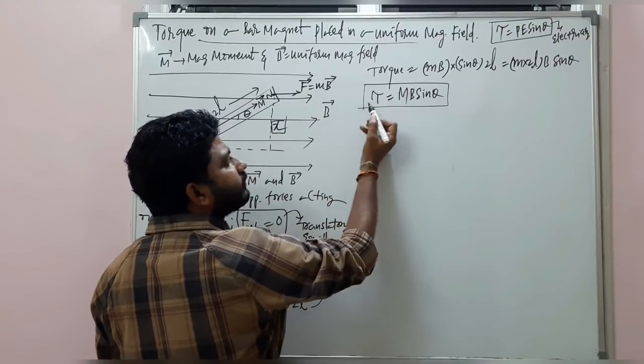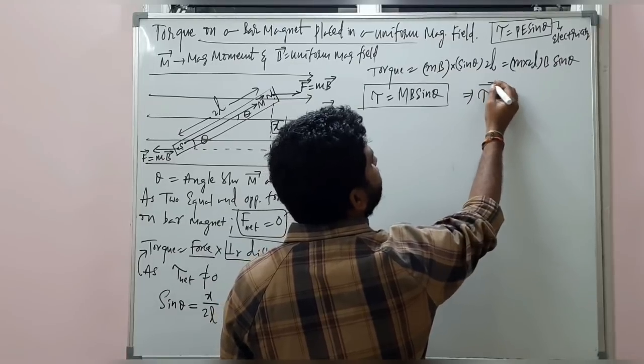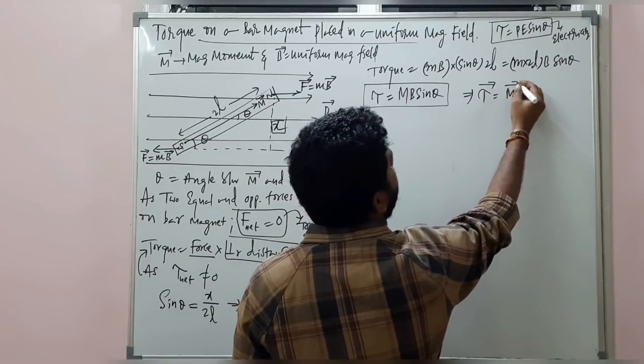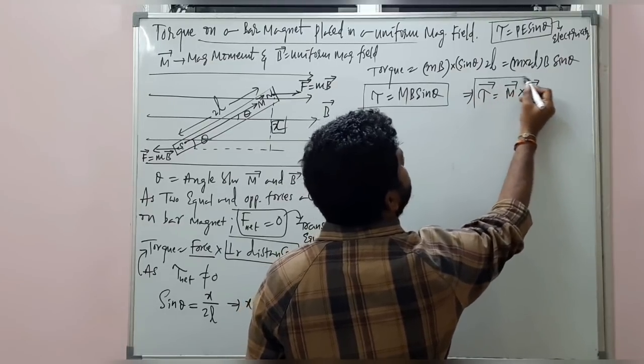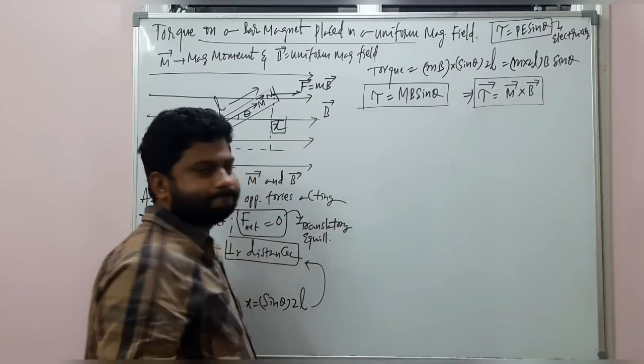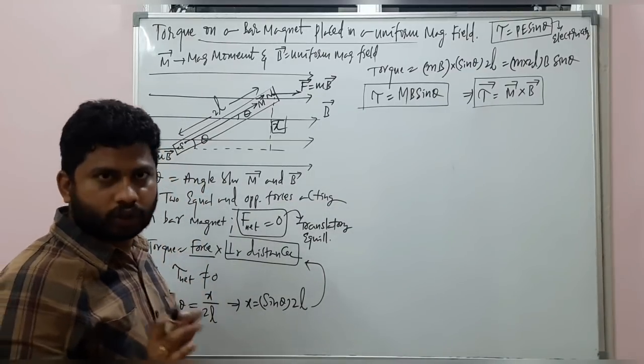And if you write in terms of vector, as tau is a vector, so you can write tau bar is equal to m bar cross B bar. Tau bar is equal to what? m bar cross B bar. Okay, clear? That's what the torque.